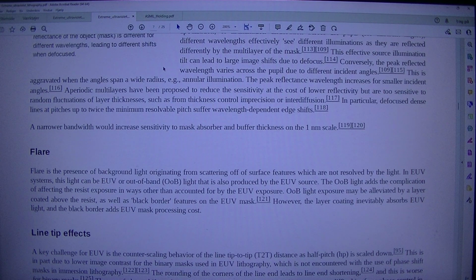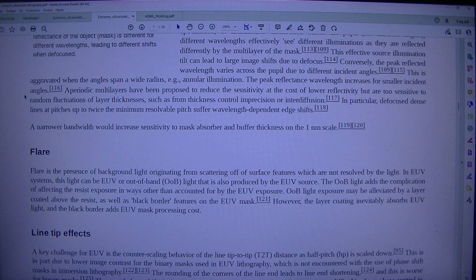114. Conversely, the peak reflected wavelength varies across the pupil due to different incident angles. 109, 115. This is aggravated when the angles span a wide radius, for example, annular illumination. The peak reflectance wavelength increases for smaller incident angles.